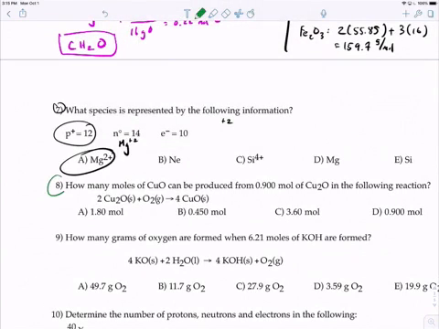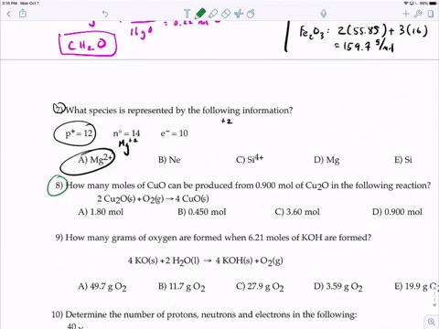So how many moles of copper oxide can be produced from 0.9 moles copper 1 oxide by this following reaction? So you can look at this, it's a 2 to 4 molar ratio or a 1 to 2. So it means that you make twice as much as this, so it's 0.9 times 2. You can do it that way.